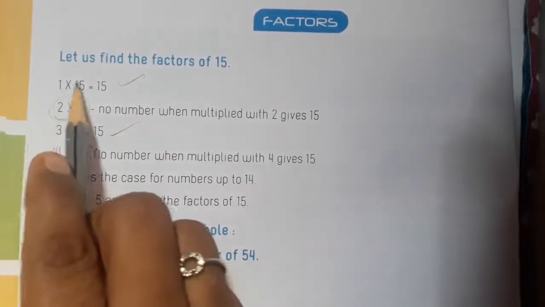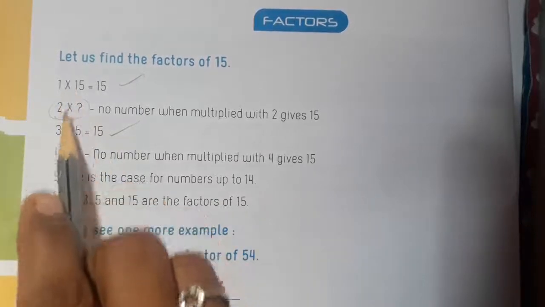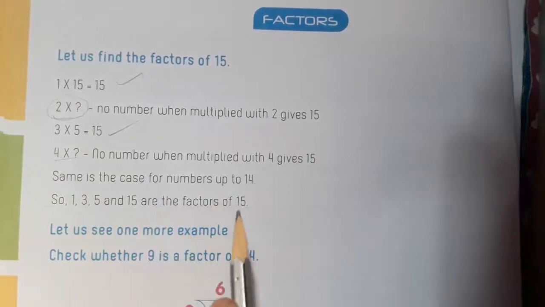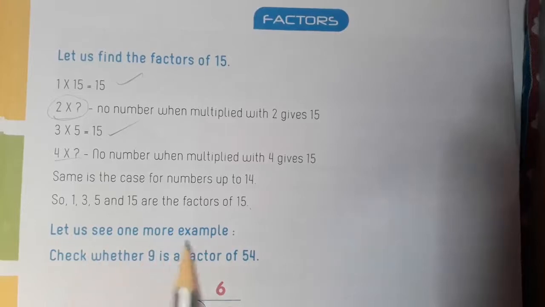So 1 15 is 15, 3 5 is 15. So 1, 3, 5, 15. 1, 3, 5 and 15 are the factors of 15. Let us see one more example.